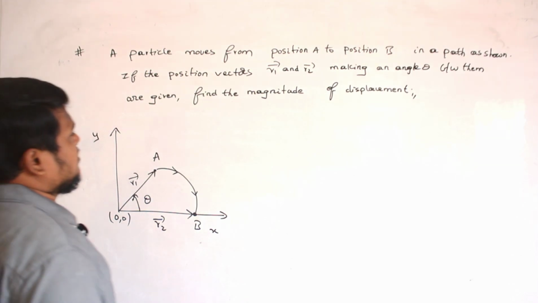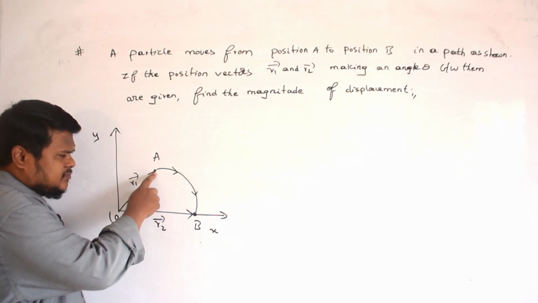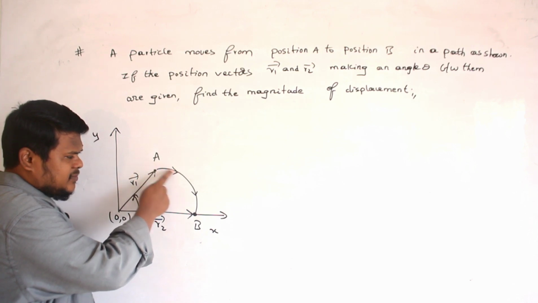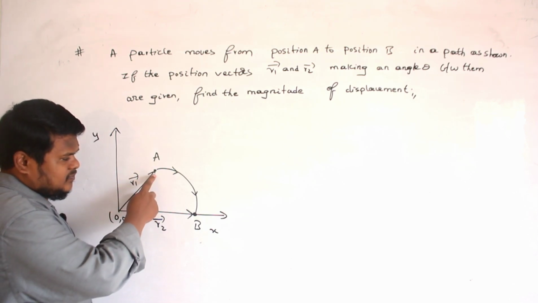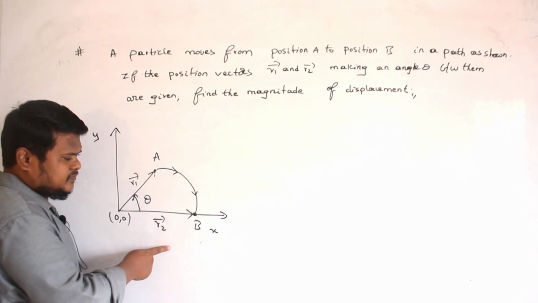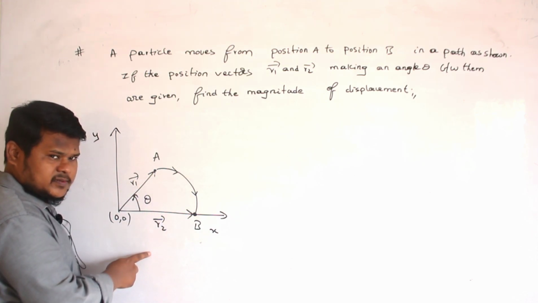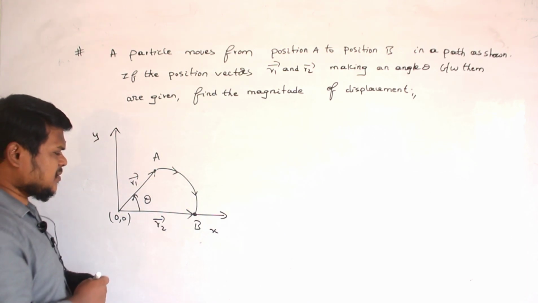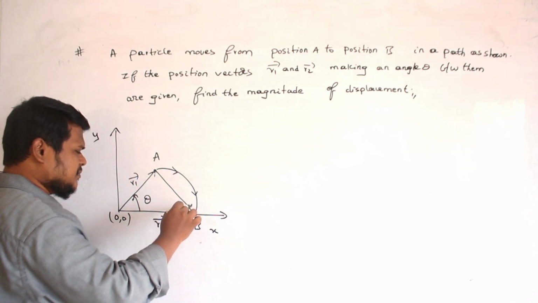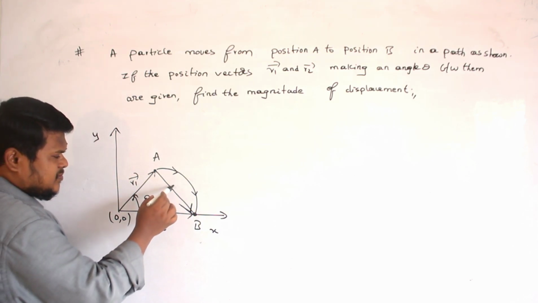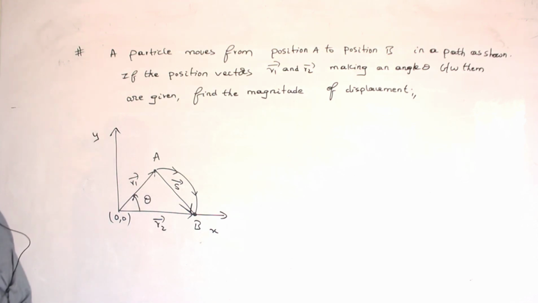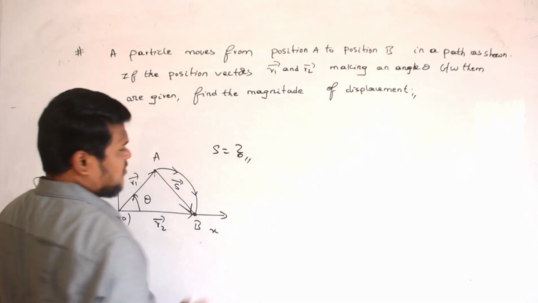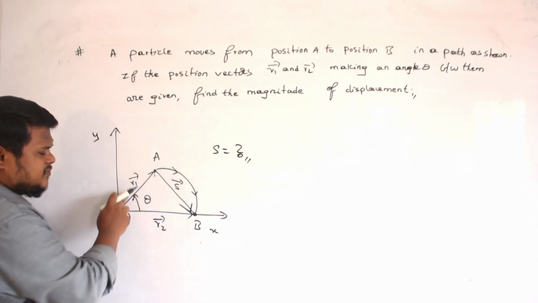So the particle is moving from point A to point B, no? This is the actual path travelled by the body, so this will become distance. Because this is definitely not a straight line path. Then what is the displacement? This becomes the displacement of the person. Are you able to understand? So the magnitude of displacement, that is the S value, he is asking us to find out. I am supposed to find the S value in terms of r1 and r2.